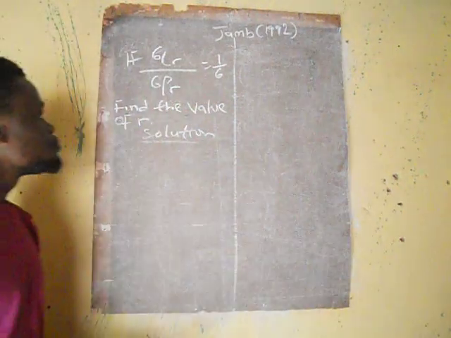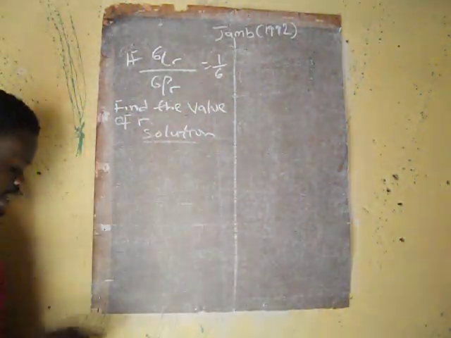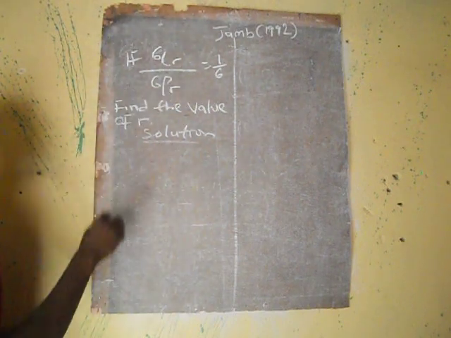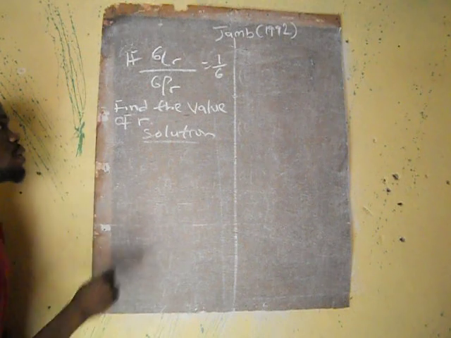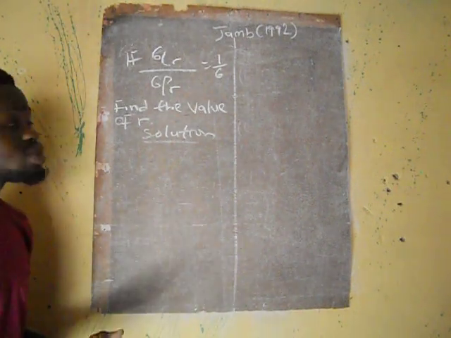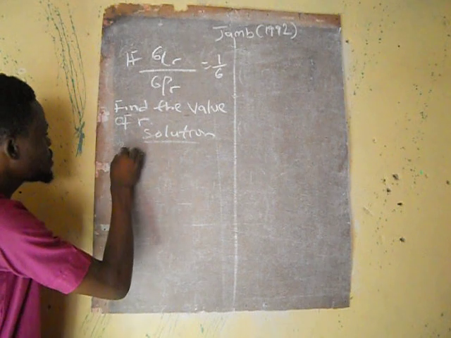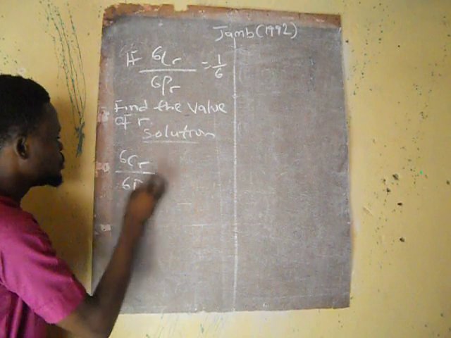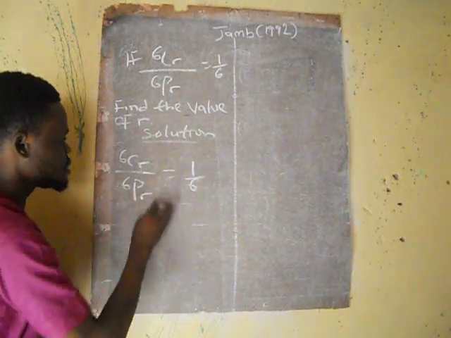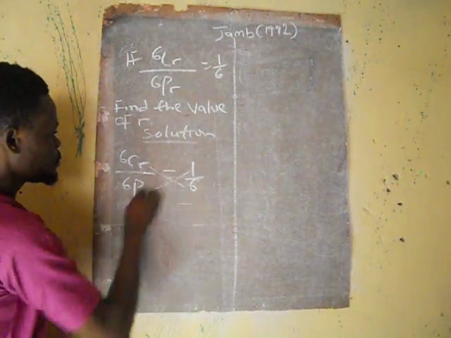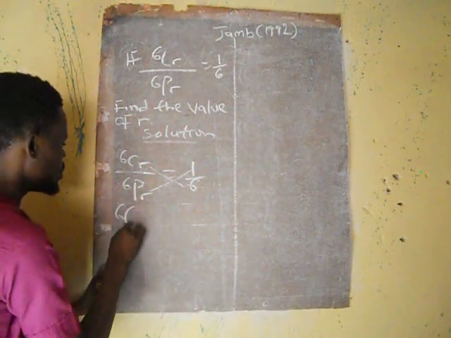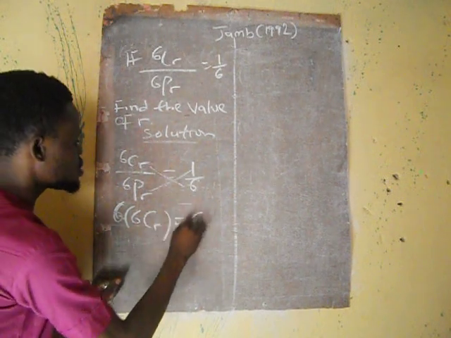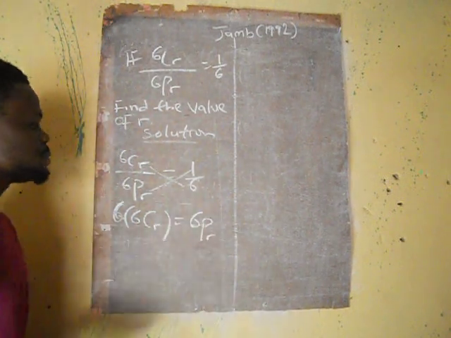Now, the question says, if 6 combination R divided by 6 permutation R equals 1/6, find the value of R. Now, let's continue. From our knowledge of permutation and combination, we have 6 combination R divided by 6 permutation R equals 1/6. Let's cross multiply. So we have 6 into 6 combination R equals 6 permutation R.